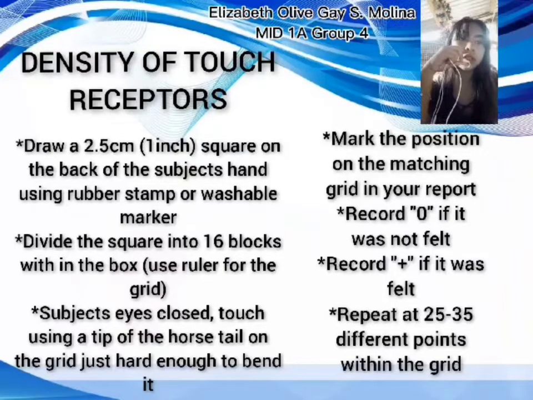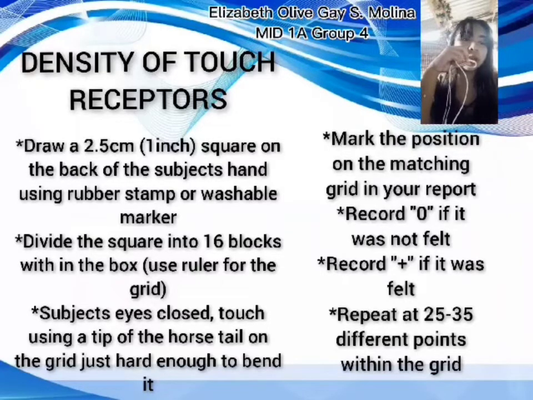Density of touch receptors. Draw a 2.5 cm or 1 inch square on the back of the subject's hand using a rubber stamp or washable marker. Divide the square into 16 blocks within the box. Use a ruler for the grid. The subject's eyes are closed.